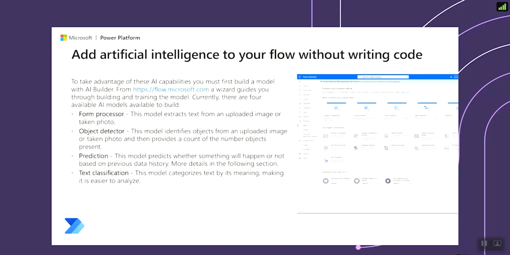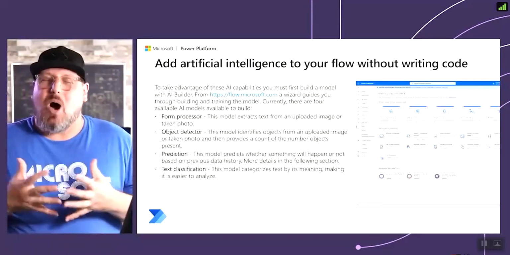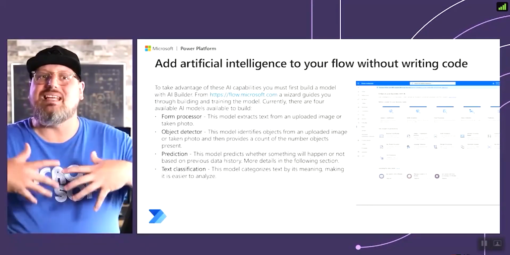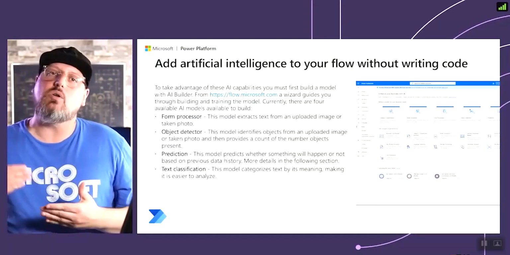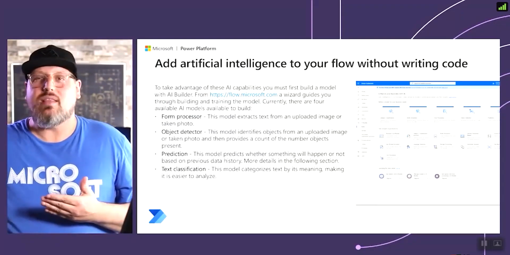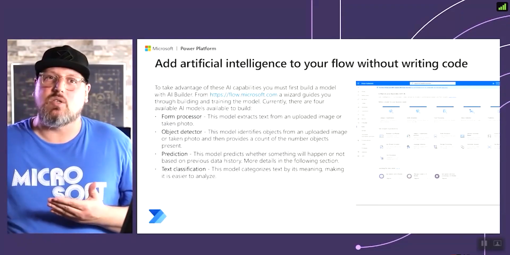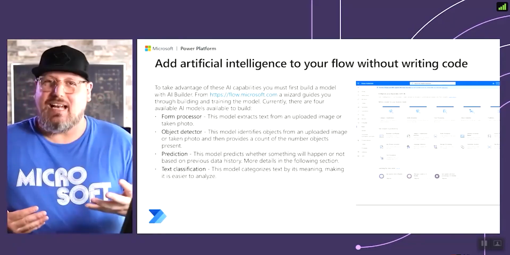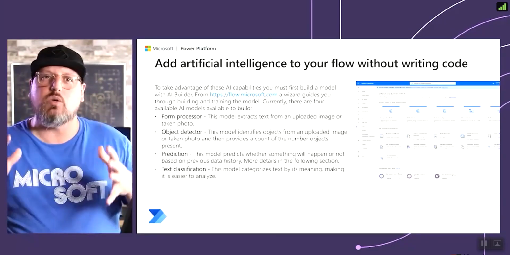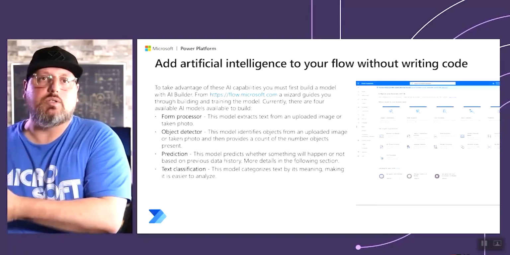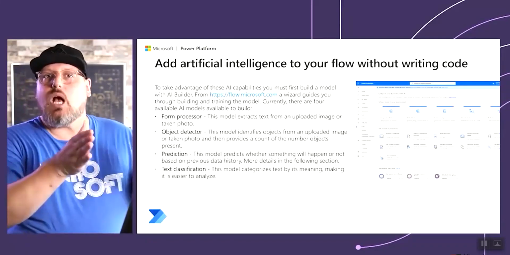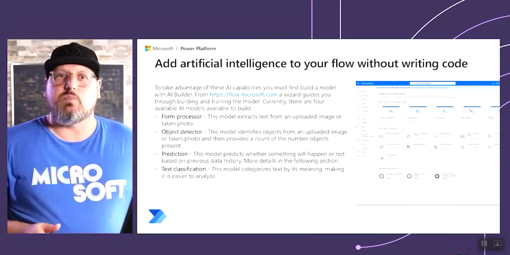These are only 4 of the standard models, but each of those models can be tailored to your needs. You can now do forms processing with expenses or with receipts. You can do validation of passports. So all of those pre-trained models are available to you. And you can also build some custom models to suit your specific needs.